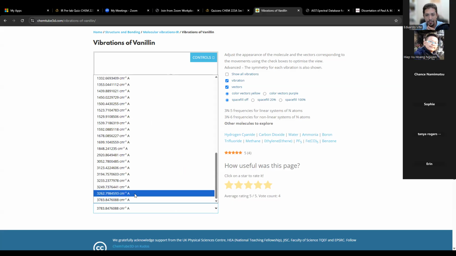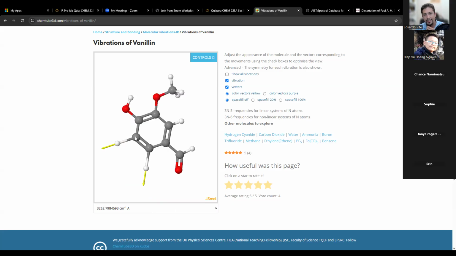Let's see, 3262. That one is a CH sp2 vibration. A double bond is stronger than a single bond, right? Remember, single bonds can rotate, double bonds cannot. So it's a lot more stiff. The spring is more stiff, so you need more energy to vibrate that. So that's why these are found at higher wave numbers. And notice that they're being stretched. All of these are stretching motions. So we call these sp2 CH stretch. That's what we say.